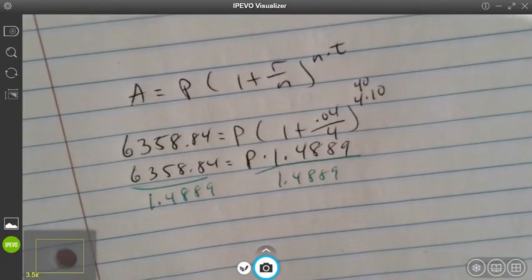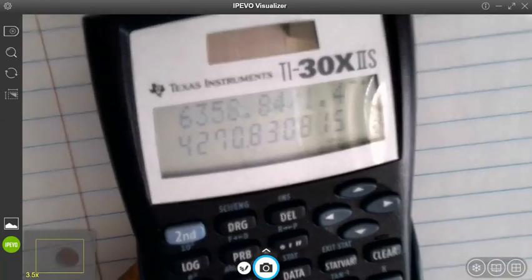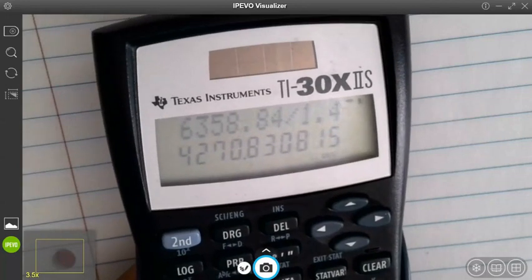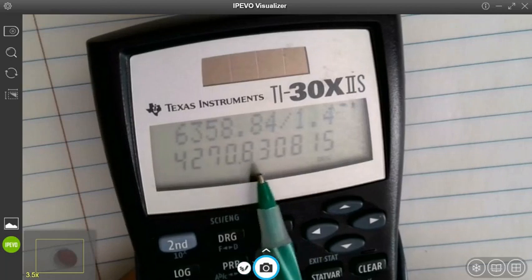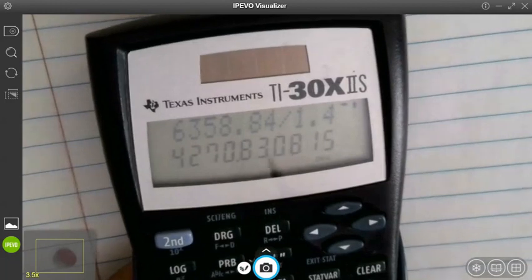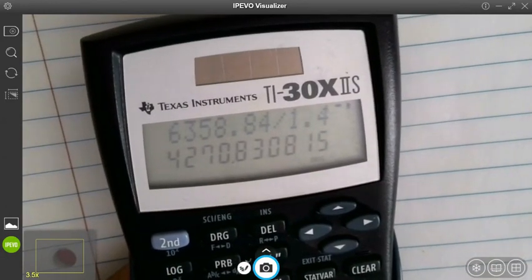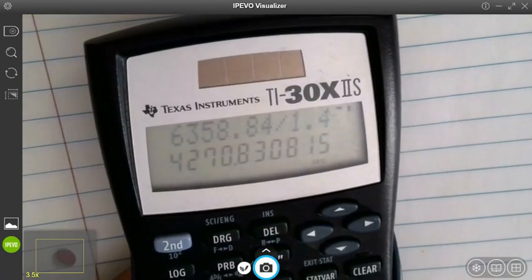I'm going to do that in the calculator. When I do that, I end up with $4,270.83. That's how much he would have to start with to reach that goal in 10 years. That's how you can find out how much he started with.